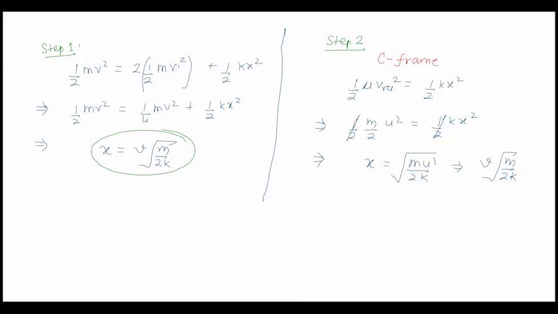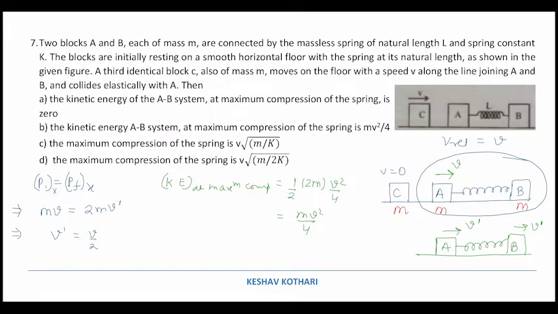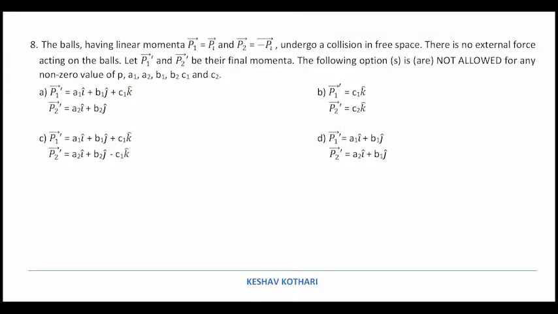So let me give the answer for this particular problem. After solving, we are sure that option B is correct and option D is correct. So for this problem, options B and D are the correct alternatives. Let us move to the next problem.